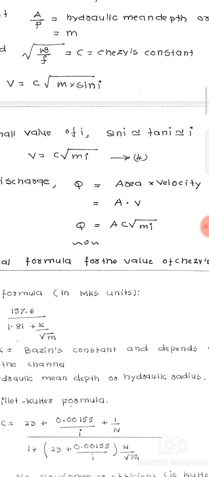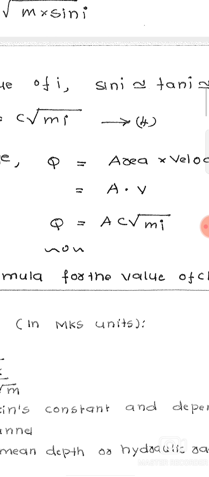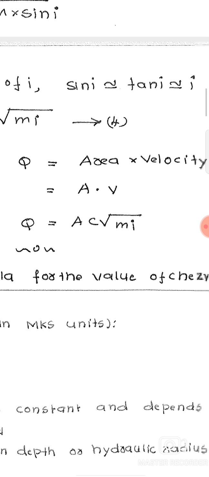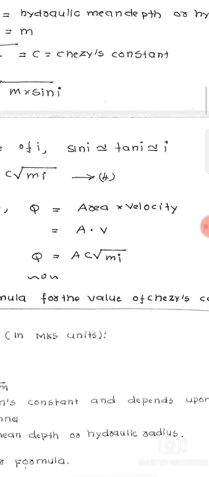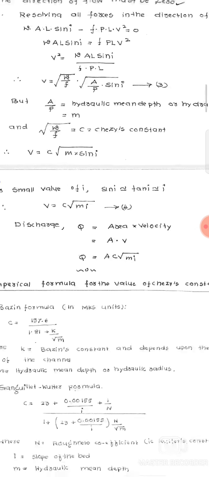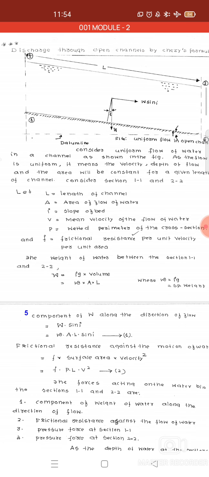And we know from the continuity equation that discharge Q is equal to A into V, that is, area into velocity. Then, if you want to find the discharge in an open channel by Chezy's formula, Q is equal to A into C into the square root of m i. Q is the discharge, A is the area, C is Chezy's constant, which changes with the roughness coefficient as well as the condition. Small letter m is the hydraulic mean depth and small letter i is the bed slope, with respect to the channel slope of the gravity, where the water has to flow between section 1 and section 2. So this is the derivation for discharge through an open channel by Chezy's formula.